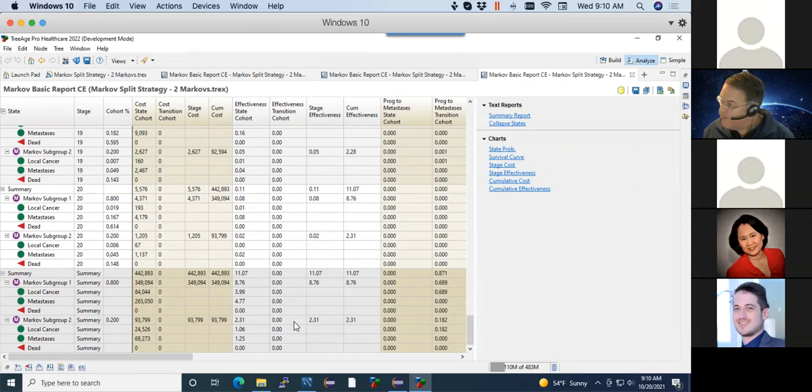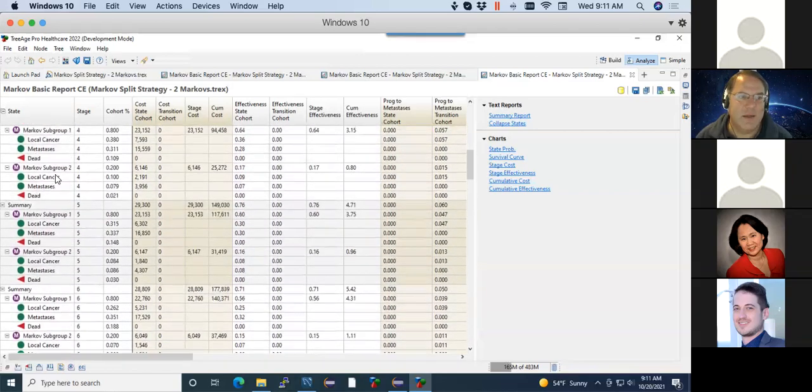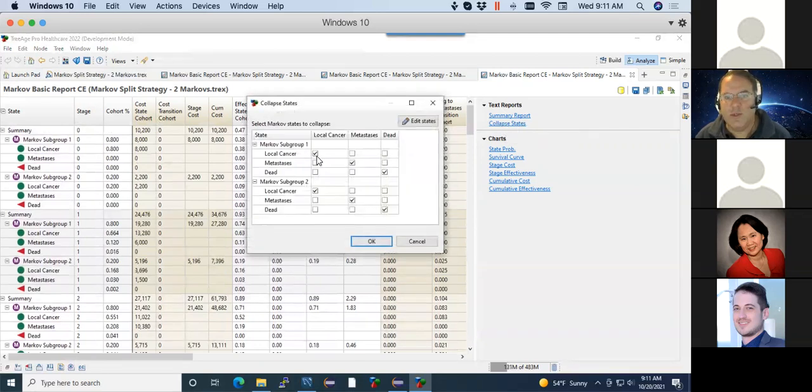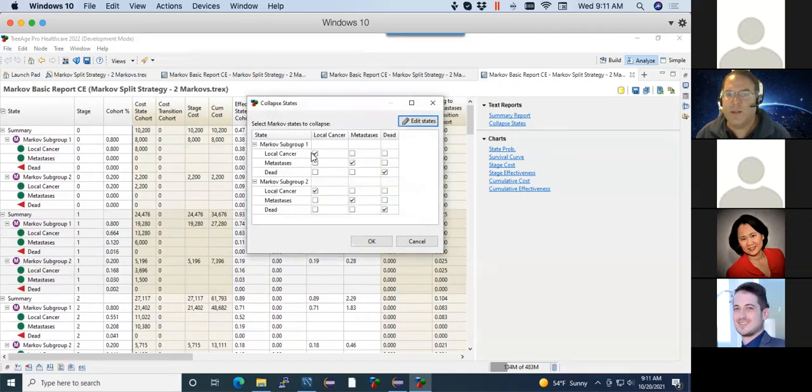Now, I think there's some value there, but we wanted to give you a little bit more value in terms of, okay, well, I don't really want to even see the subgroups separated. I want to see local cancer, metastases, and dead, regardless of which subgroup you're in. So we added an additional collapse states option, which by default will assume that if the states have the same name, you want them in the same group. Now, you could change that, and you could edit the states and add additional groupings, whatever you want. But the default assumption is that we would want the local cancer, metastases, dead from the two subgroups combined.